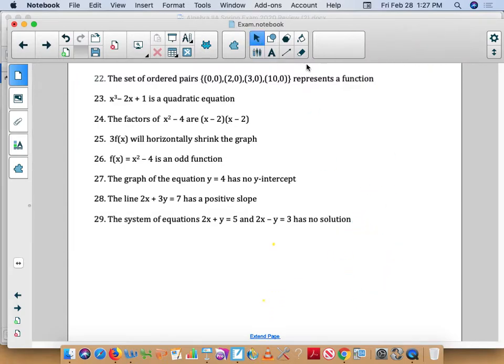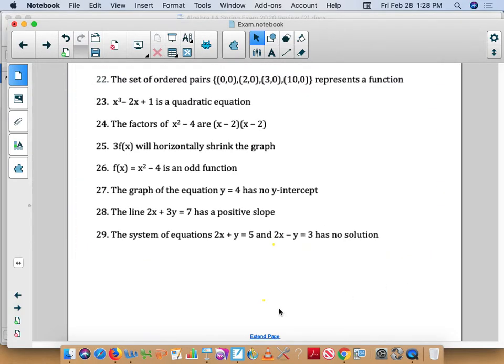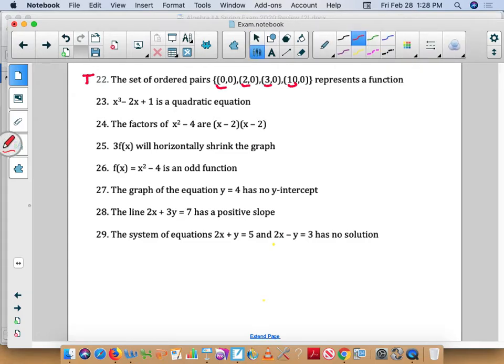All right, so now we're on 22 through 29. We're going to move a little faster. All right, is this a function? 0, 2, 3, 10, yes. No x's repeated, I don't even care about the y's.